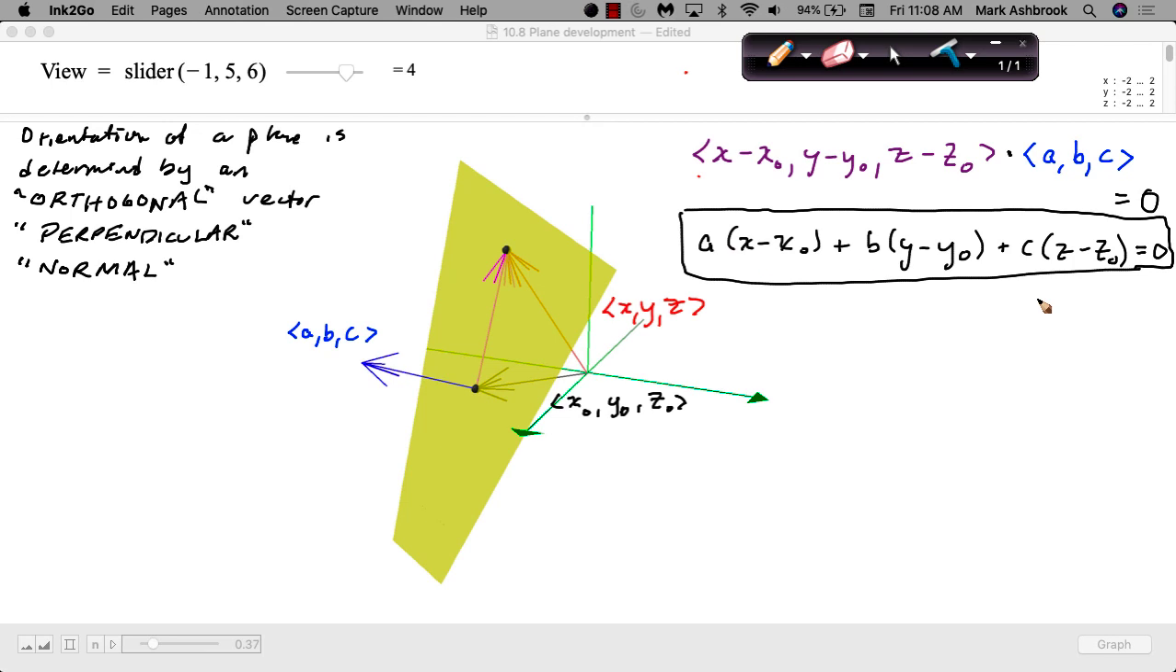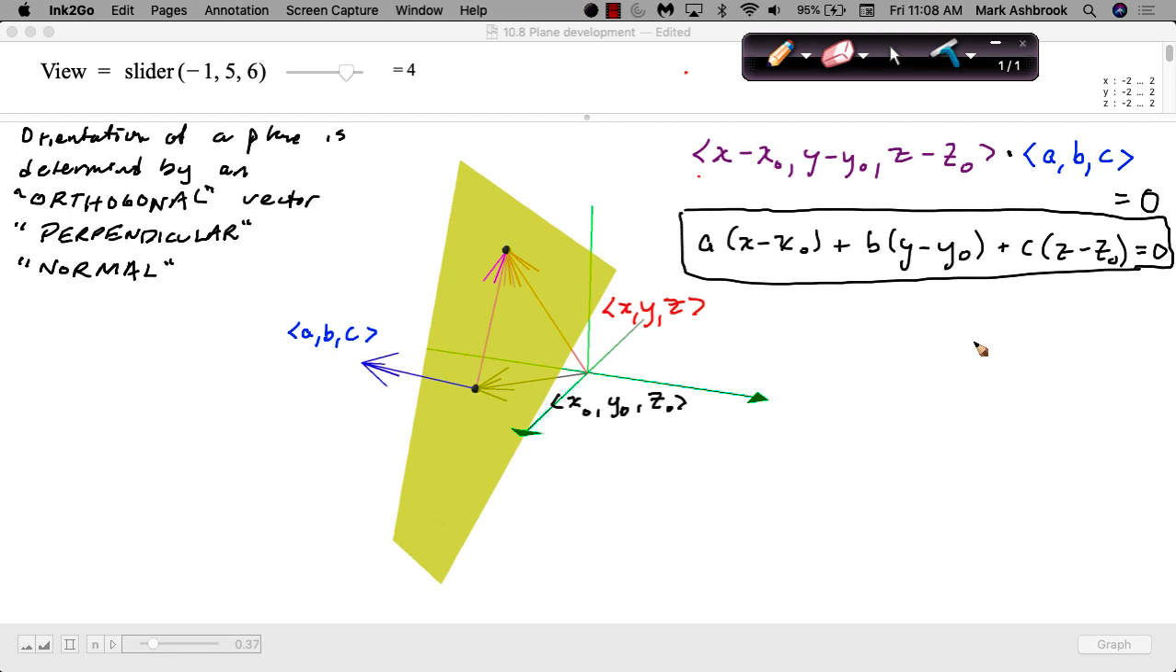So your ABC is your known orthogonal vector. You just plug in the ABC. And then x naught, y naught, z naught is the known point. Plug that in. Leave x, y, and z as they are because they represent every point on the plane. And that's it. So if you're creating the equation of a plane, you want to use this. And what two things do you need to do it? Any point on the plane and an orthogonal vector to the plane. If you have those two things, you just plug them into this and you've got your equation of the plane.